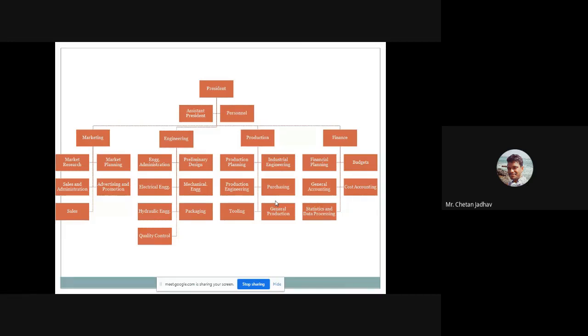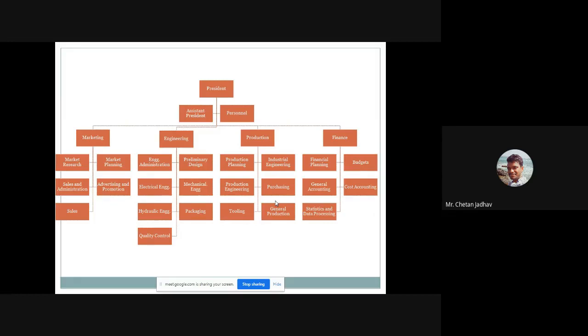Okay, so after that they will make different departments as per the enterprise functions, like marketing, engineering, production, and finance. According to that, in this company they are going to divide the organization into these four main parts. Each department will be divided further into steps. Marketing will be divided into market research, market planning, sales and administration, advertising and promotion, and sales. All these four to five parameters come under the marketing department only.